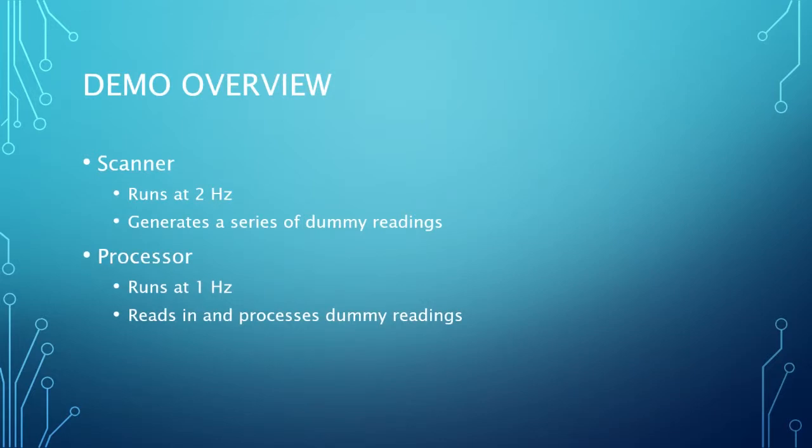Now, the demo that we are working on consists of 2 parts: a scanner and a processor. Each will be its own process. The scanner runs at 2 Hz, that is, twice a second, and it generates a series of dummy readings, which are stored as a dictionary of lists.